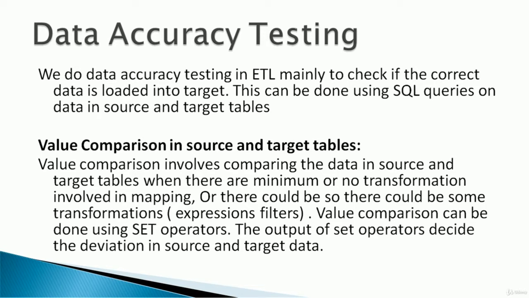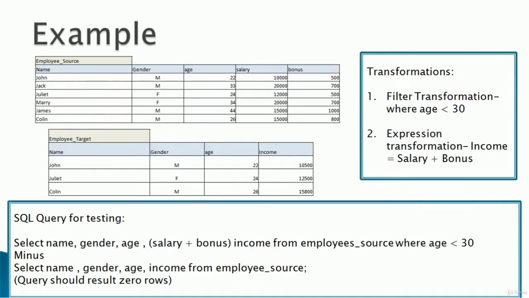Value comparison can be done using the set operators. We have the set operators like minus, union, intersect. Mainly we use minus and intersect to do the data accuracy testing. The output of the set operator decides the deviation in the source and target table. So we have an example where I have used the minus set operator to test if the correct data is loaded into the target table.